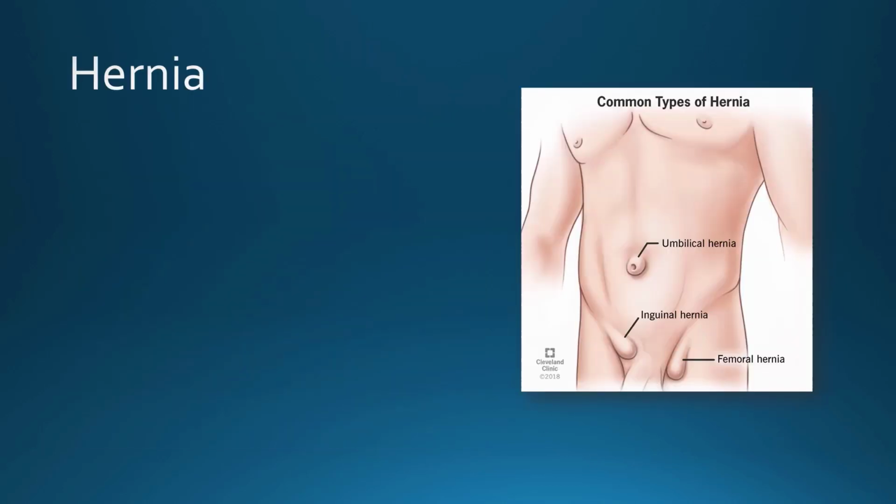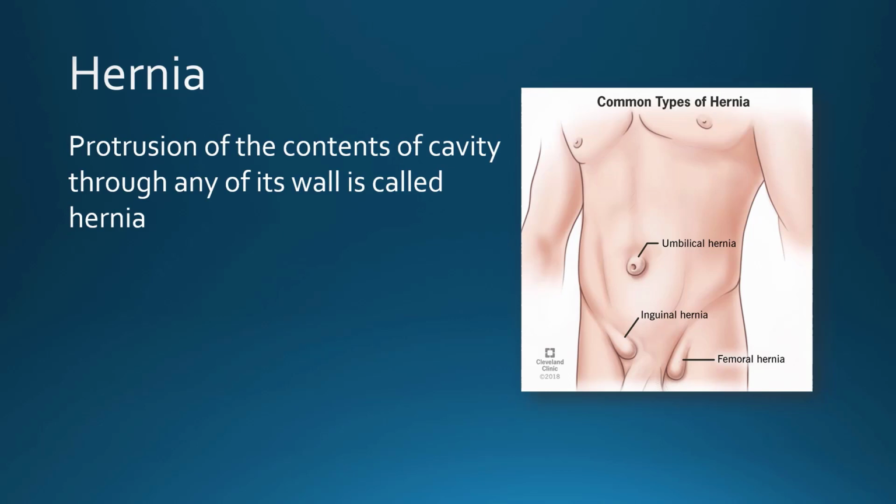Hernia. Protrusion of contents of any cavity through any of its wall when it is weakened is called hernia, which is abnormal presentation. We can see some of the hernias here around umbilicus, in the inguinal region, and in the femoral triangle. So they are named umbilical hernia, inguinal hernia, and femoral hernia.